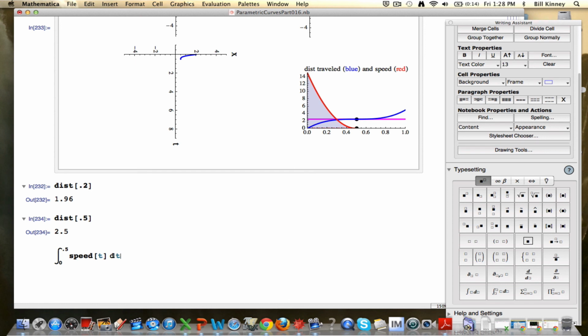So this should equal 2.5. It's numerically calculating it, so it's taking a little more time, but yes, it does equal 2.5. If I put a 0.2 here, it should equal 1.96, and it does. That's called the definite integral operator, and I'll give you more information about that as we go.